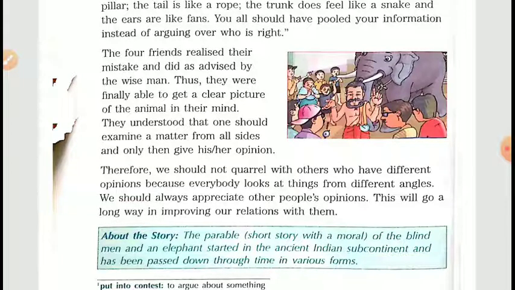After combining the information that the elephant's legs are strong like column pillars, the ears are big fan shape, the tail is small like a rope, the trunk is like a snake, they were able to get a clear picture of the elephant in their mind. They understood that one should examine a matter from all sides and only then give his or her opinion. And then they understood that we were just talking about one part of the body, which is not correct.